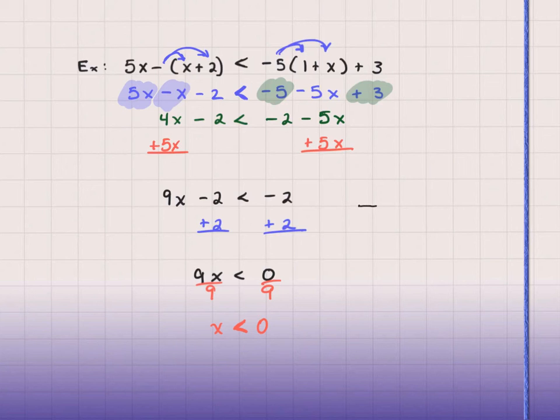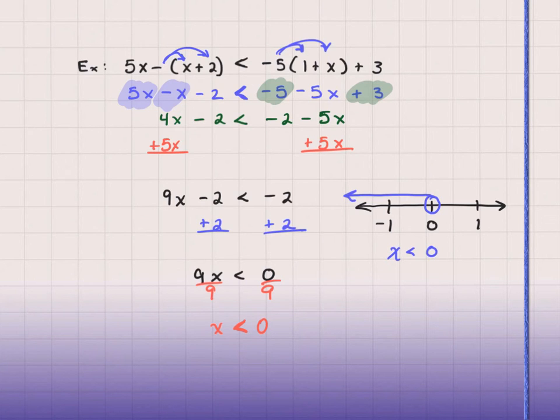So let's take a look at that number line solution that we're going to give. We're going to mark the 0, a number bigger, 1, and a number smaller, negative 1. Our point of interest is 0. It's an open circle because we don't want where it's equal to 0, we just want less than 0. And in this case, the numbers less than 0 are this way. And so our arrow has to point to the left.